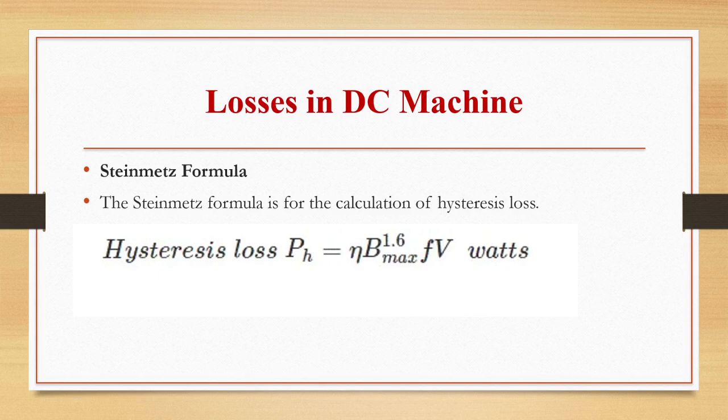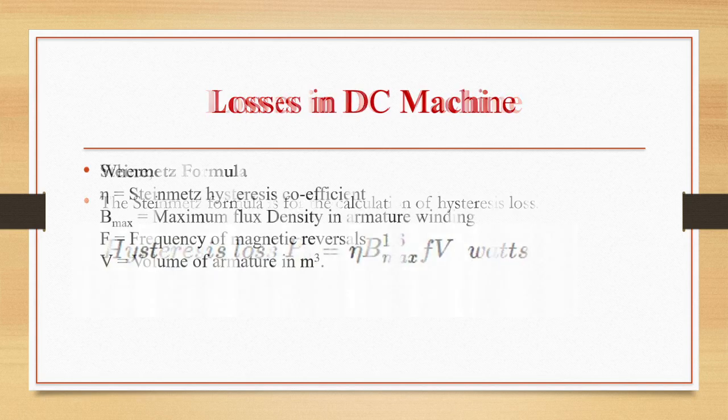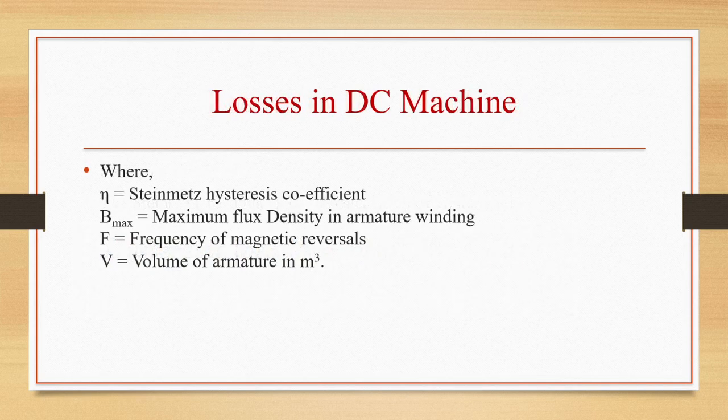PH represents hysteresis loss. In some textbooks it is written as WH. PH or WH, anything is the same. So PH is equal to eta B max power 1.6 F V watts. Eta is the Steinmetz hysteresis coefficient, B max is the maximum flux density in the armature, F is the frequency of magnetic reversals, and V is the volume of the armature in cubic meters.